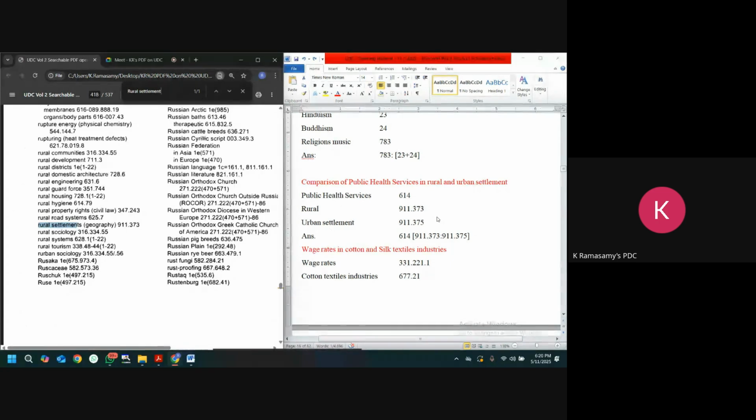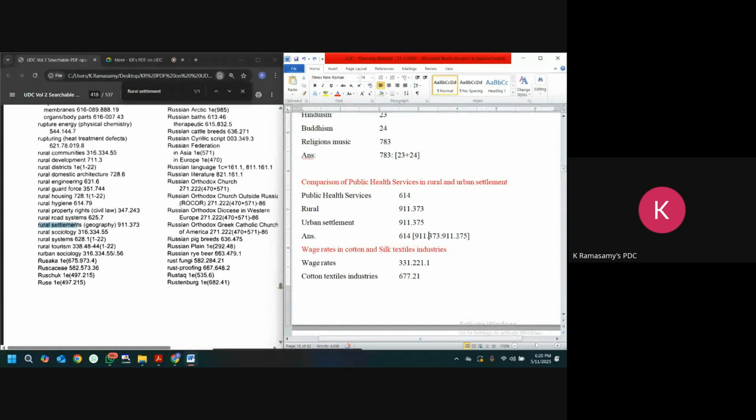So two areas are there: one is rural settlement, another is urban settlement. What is common in both? Public health services. We are studying how good public health services are in rural settlement and urban settlement. So whatever subjects are to be combined together, rural settlement and urban settlement, both these numbers are joined using a plus symbol. Or, since it's a comparison, instead of a plus symbol I'm using a colon symbol. This is rural settlement, this is urban settlement.